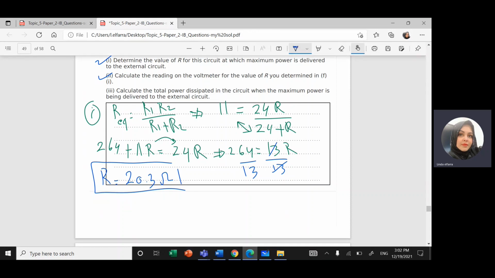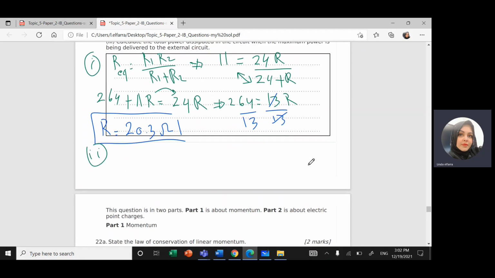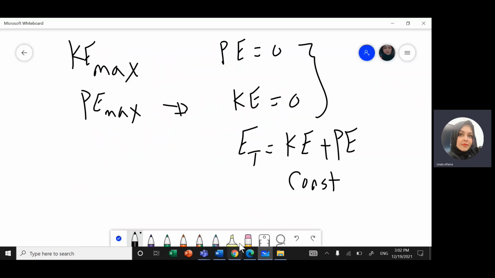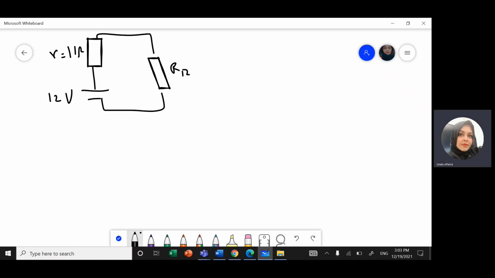First step to solve a circuit analysis problem, find the equivalent resistance. So R12 will equal R1 times R, which is 20.3, divided by 24 plus 20.3, and this will give us 10.99 ohm. So the circuit will become like that. We'll have the internal resistance r equal 11 ohm. Here the battery, this is 12 volt, and here this is R12, which equals 10.99 or 11 ohm.